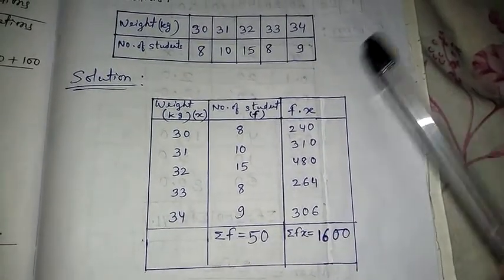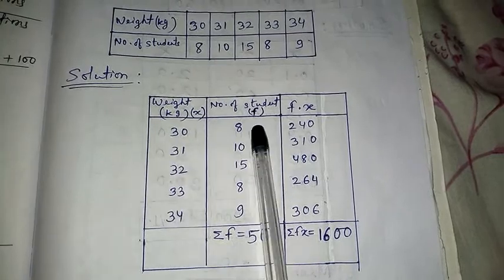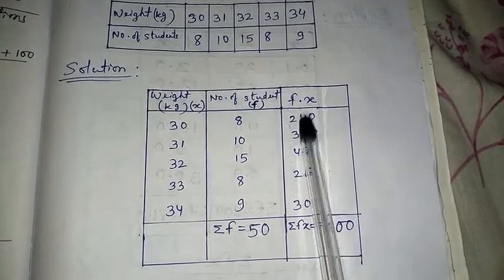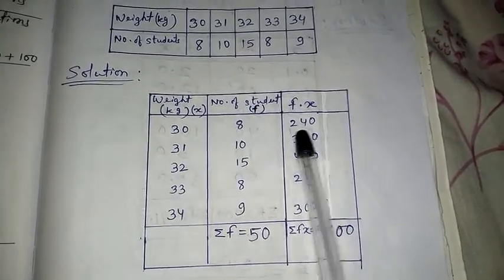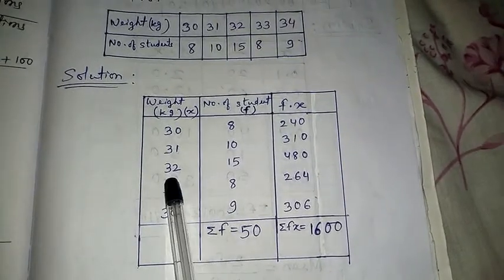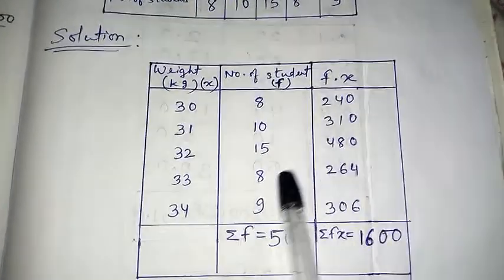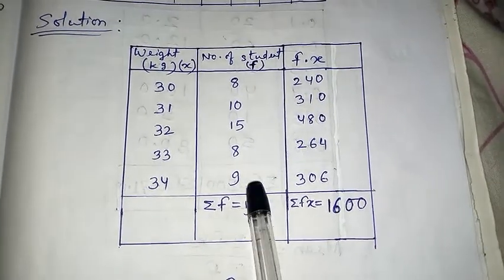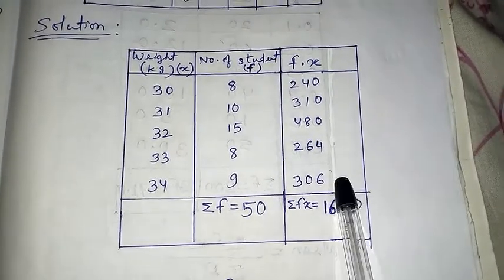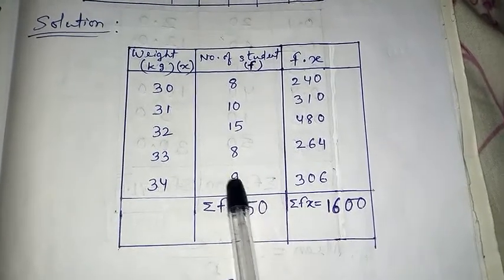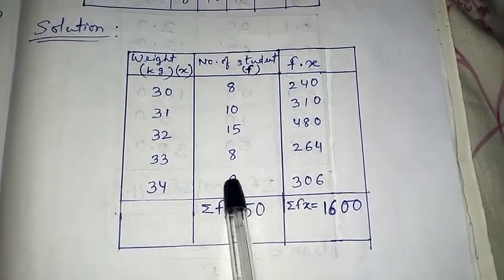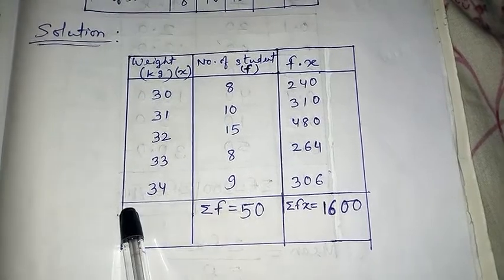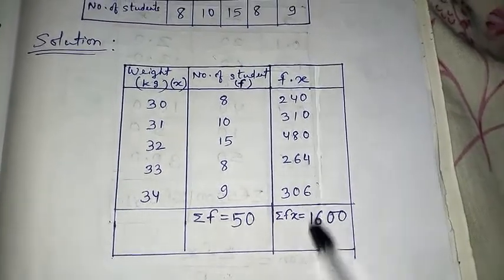Now you multiply these two. 8 3s are 24, 240 you write here. 10 into 31, 310. 15 into 32 you do in the rough, 480. 8 into 33, 264. You multiply in the rough and write here. 9 into 34, no need to go even to rough, you can do directly also. 9 4s are 36, in hand 3, 9 3s are 27 plus 3, 30. So you multiply and write here.